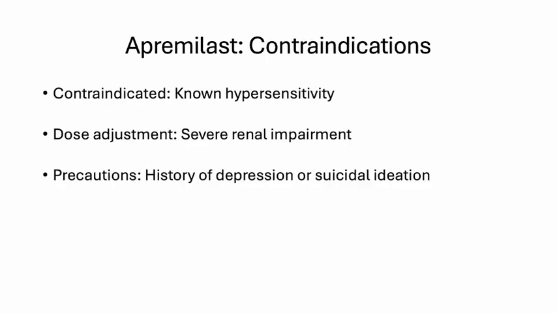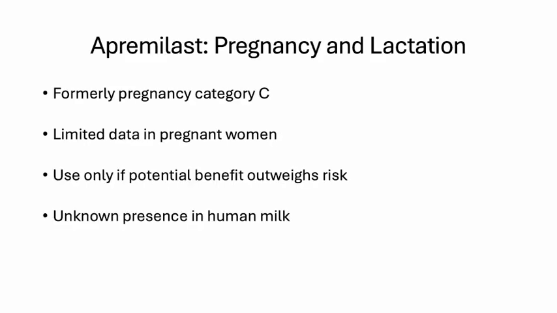Apremilast is contraindicated in patients with known hypersensitivity to the drug or its components. As mentioned earlier, dosing should be adjusted for patients with severe renal impairment. And a key precaution to keep in mind is the potential for depression or suicidal ideation. Patients with a history of these conditions should be monitored closely during treatment.